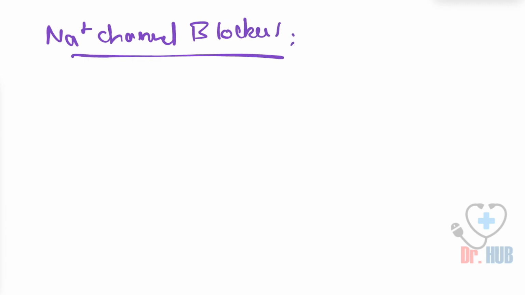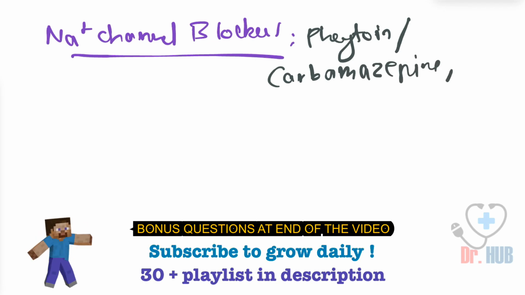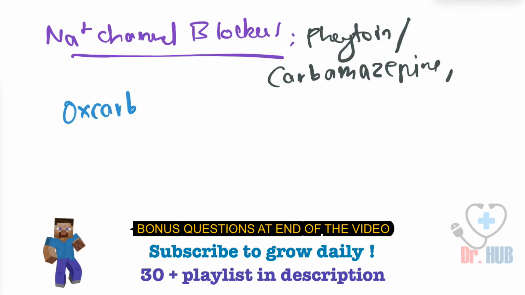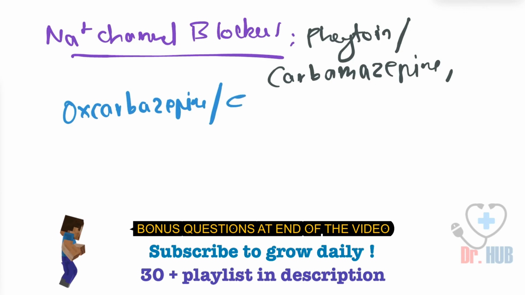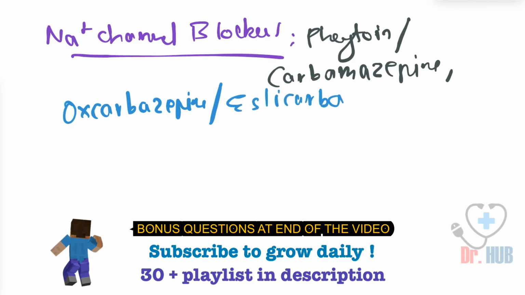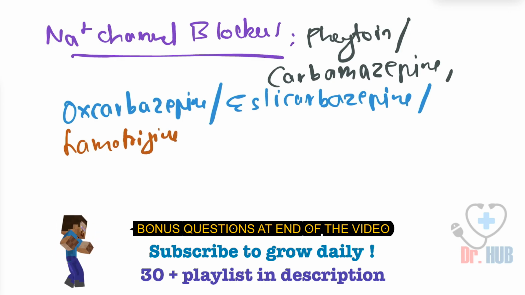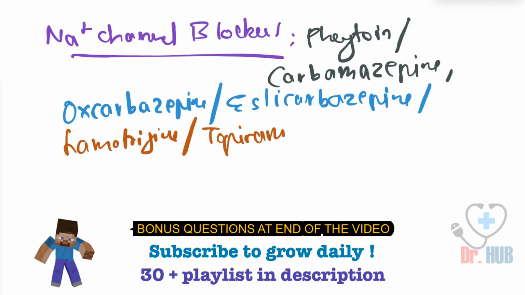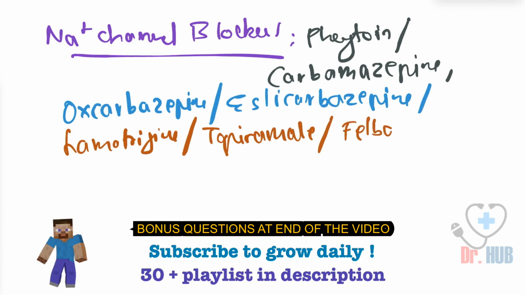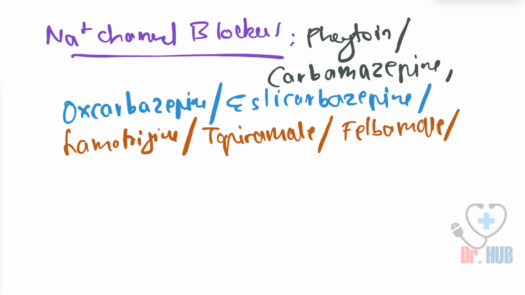So to get started, firstly sodium channel blockers. So under sodium channel blockers, this includes phenytoin, then comes carbamazepine, next there is also oxcarbazepine, eslicarbazepine, there is also lamotrigine, then topiramate, felbamate, valproate, and rufinamide.